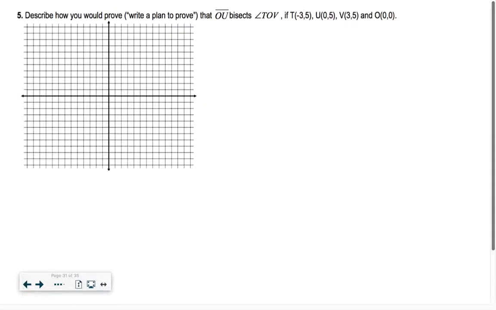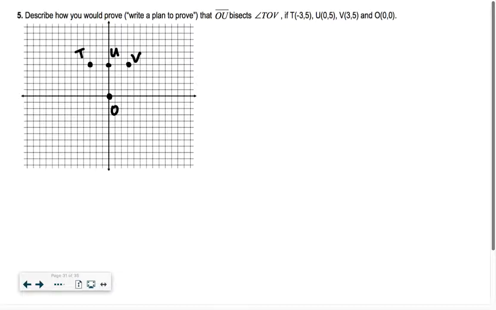Okay, so it says describe how you would prove, or write a plan to prove, is how the instructions will sometimes say it in the book, that OU bisects angle TOV if T is negative 3, 5, so sketch it out. Maya, sketch it out. So negative 3, 5. That's T. 0, 5. That's O. And V is 3, 5. Oh, that was U, sorry, in the middle. And then O was 0, 0.